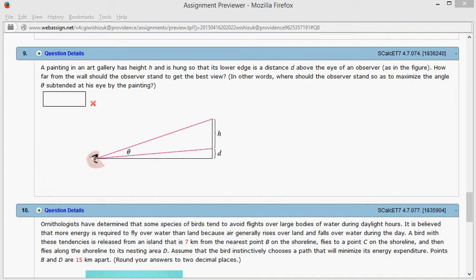Alright, let's look at homework 4.7, problem number 9. We want to know the distance between the observer and the screen, or the painting, the wall, so that the viewing angle is the largest possible. Alright, so let's do that.